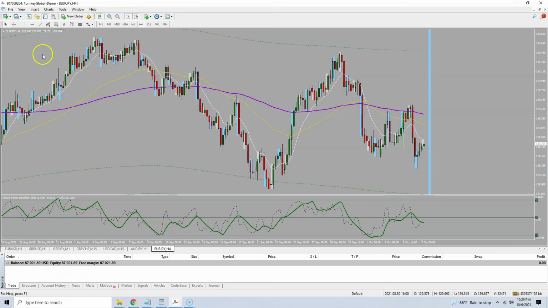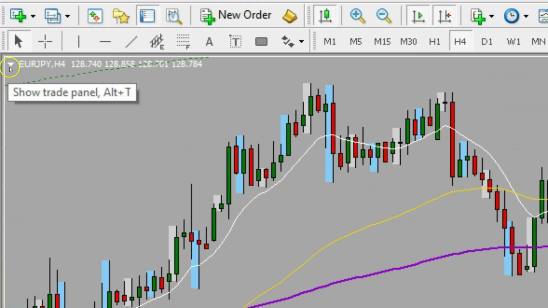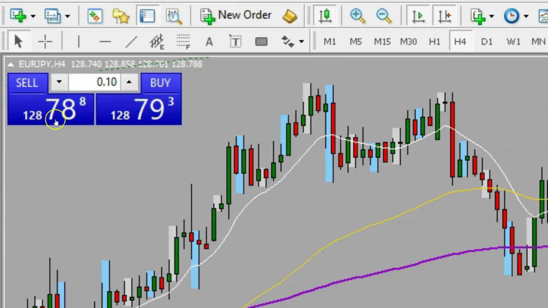And so if I get into a trade, here's something else you want to know. You can't see it right now because I haven't clicked on it yet, but this little white arrow, just click on that, and this will pull up your boxes where you can enter a buy or a sell. So going off our last video, we talked about lot size. This is where you enter your lot size.